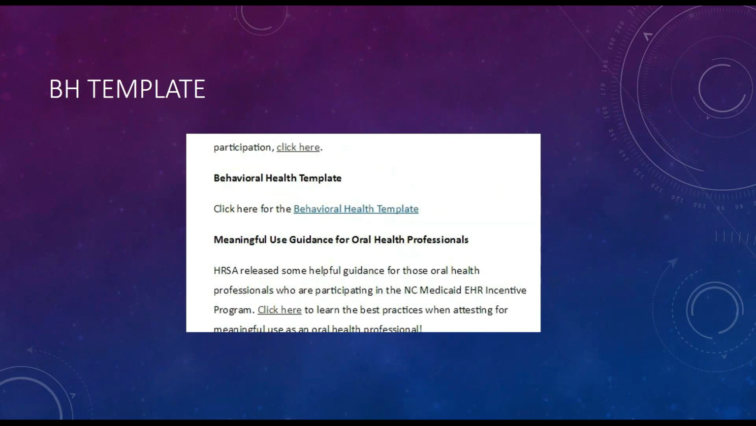If you billed encounters to Medicaid indirectly through an LME, you need to complete the behavioral health template to report these encounters. The template is on our website in the patient volume section. Please read the instructions on the template because they will help you fill out the information properly.